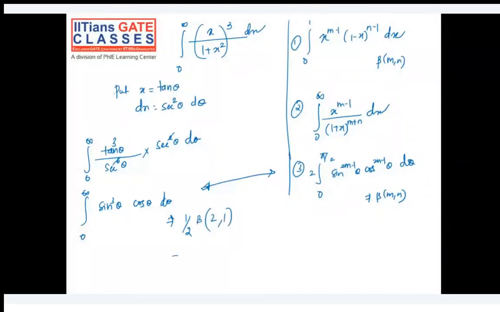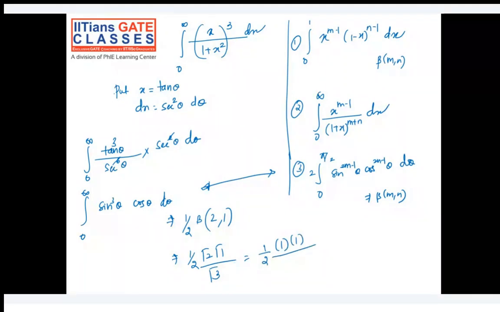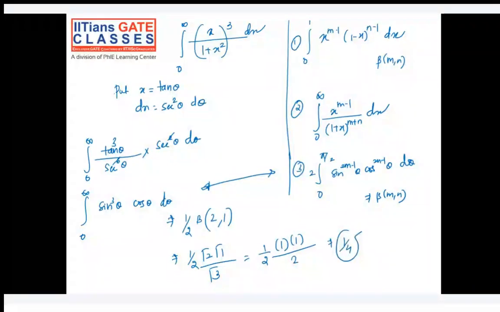1 by 2 as it is, beta 2 comma 1 is gamma 2 gamma 1 divided by gamma 3. 1 by 2 as it is, gamma 2 is 1, gamma 1 is again 1, and gamma 3 is 2. So 1 by 4 is the answer. Yes, correct. 1 by 4 is the final answer. Okay, so look at this variety. There are 4 or 5 different types of problems under the integration which you can solve by using beta and gamma function.